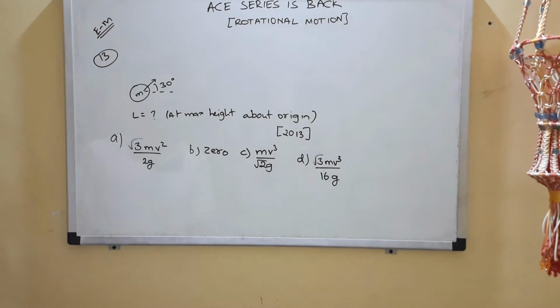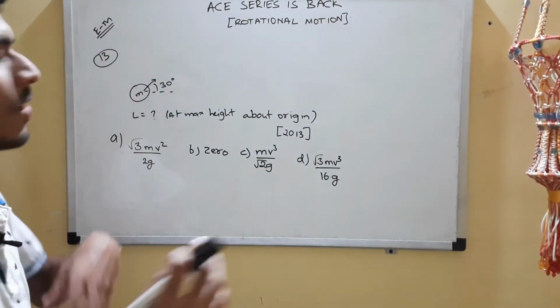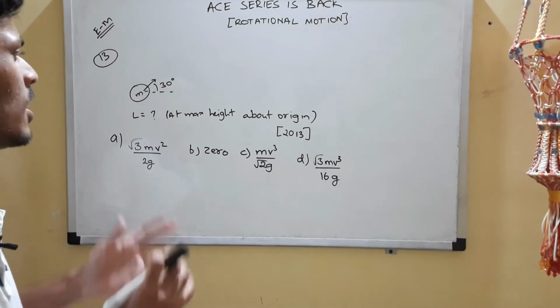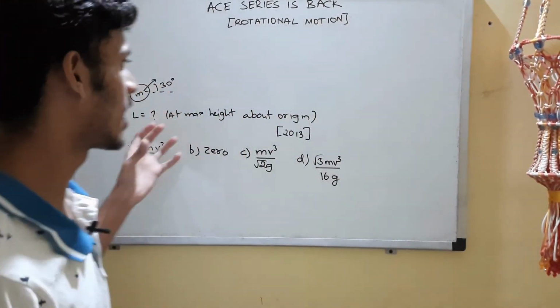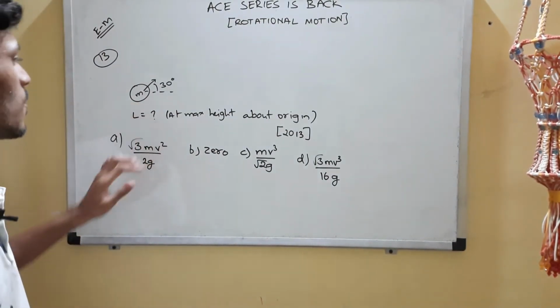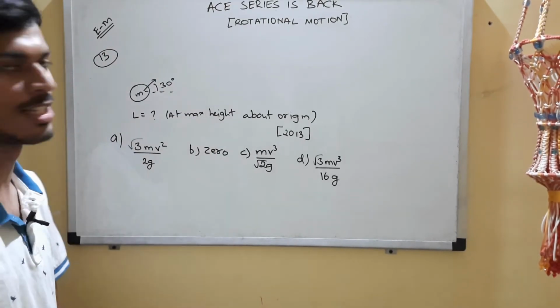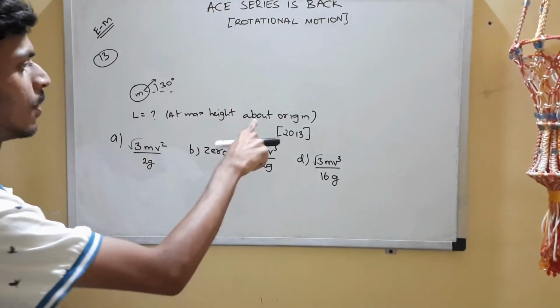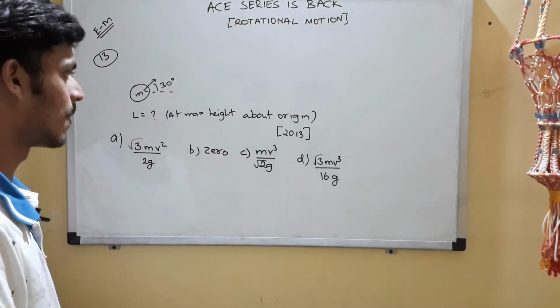So question number 13 over here. This question is from the easy to moderate category, so we have stepped up the level now. The question is a composition of projectile motion and angular momentum. You are supposed to find the angular momentum of this projectile about the origin when it reaches its maximum height.